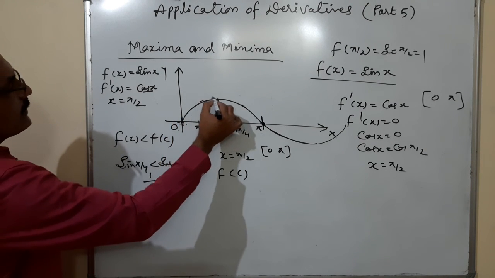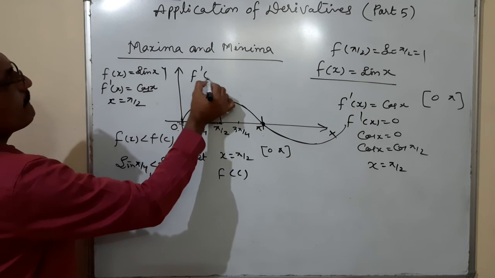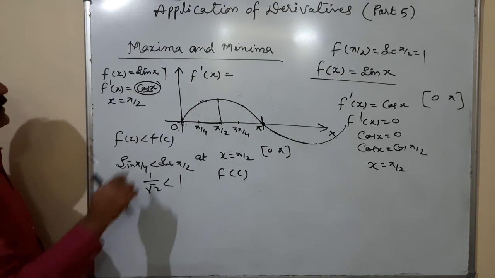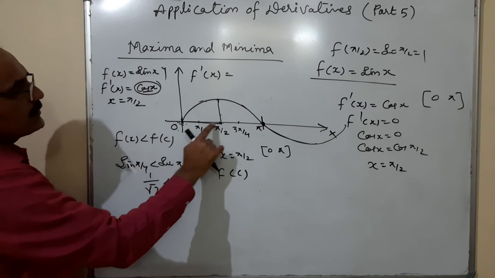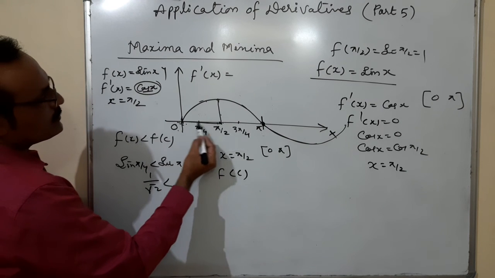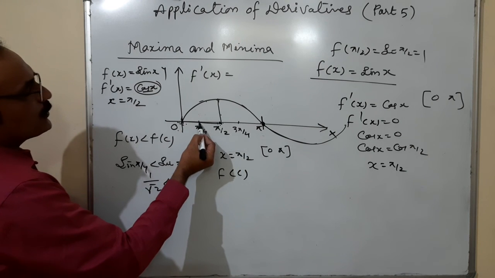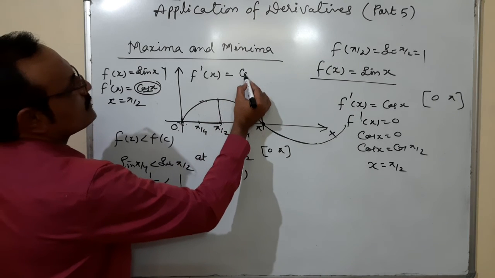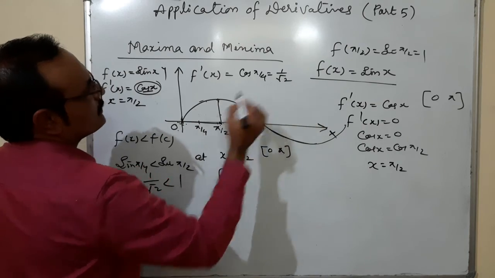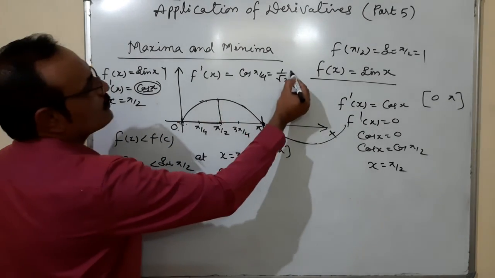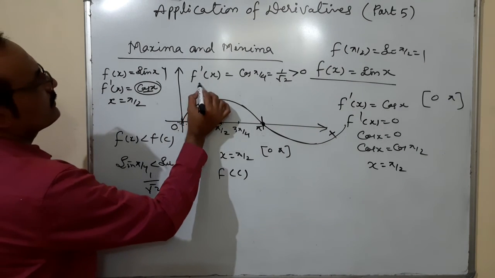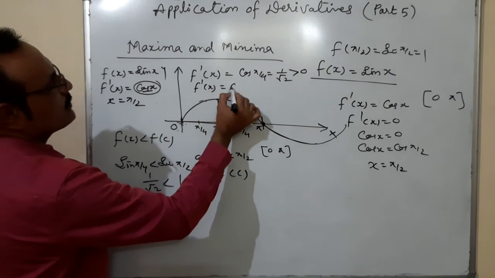Now f dash x is cos x. In place of x, you can put any value between 0 to pi by 2 and see which sign comes. From 0 to pi by 2, if I put pi by 4, what comes? Cos pi by 4, cos 45, that is 1 by root 2, which is greater than 0.